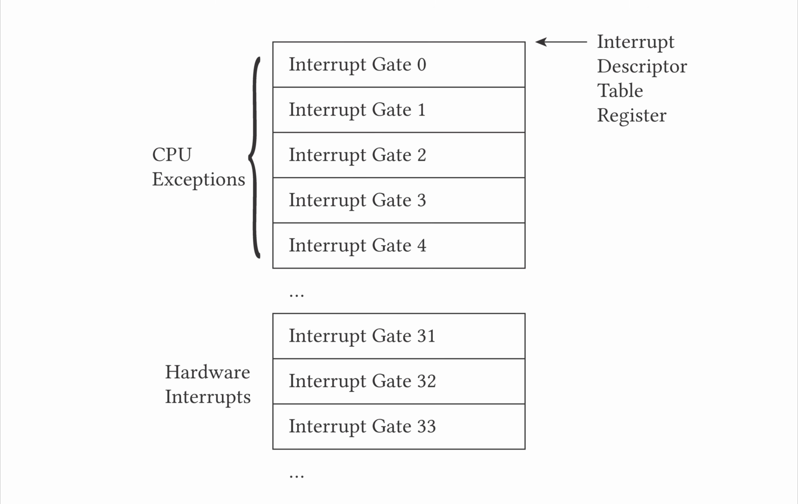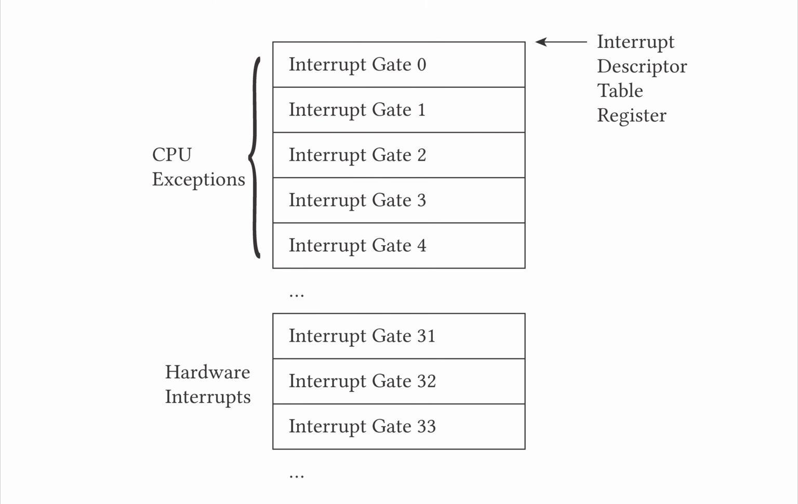So the first 32 of these interrupt gates are reserved for the CPU exceptions, and they're defined by the data sheet for the 386. And then all the rest of them, right, there's a total of 256, so whatever 256 minus 32, all the rest of the interrupt gates are for hardware, right? And those are the ones that are controlled by this PIC, right? And so the hardware designer can basically hook any interrupt source up to any one of those hardware interrupts, interrupt gate 32, 33, 34, all the way up to 256.